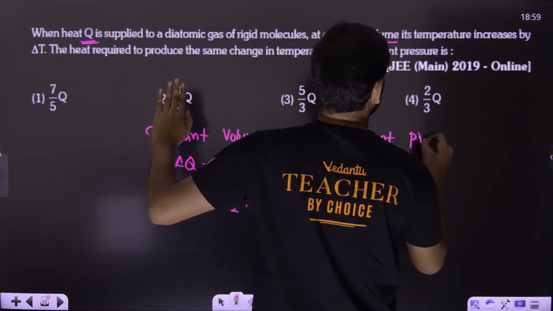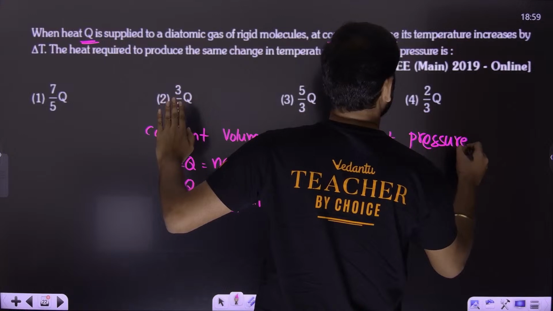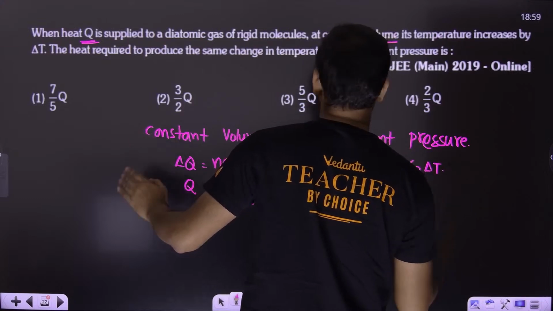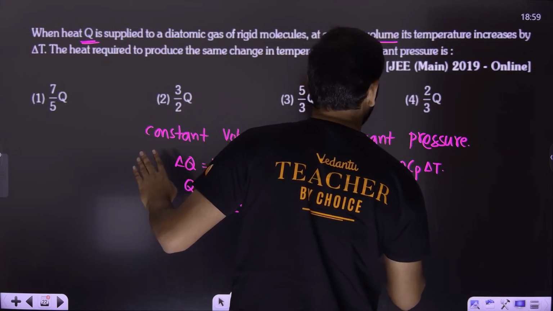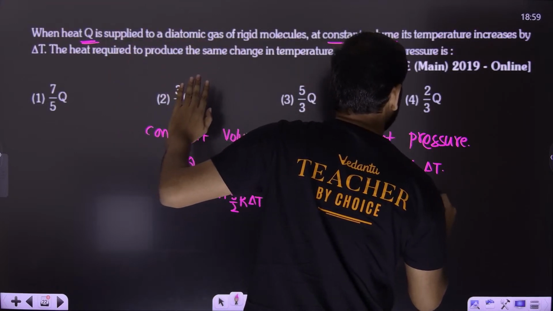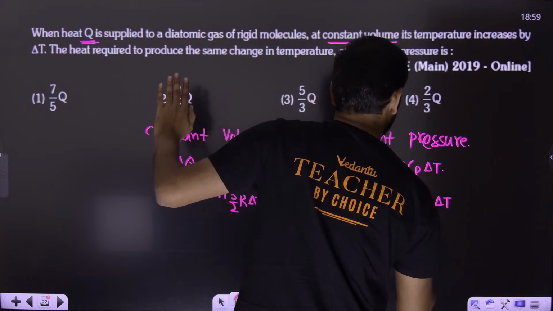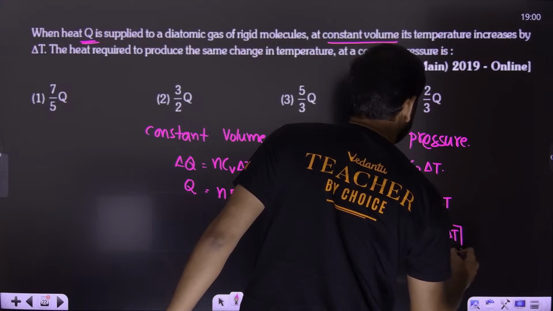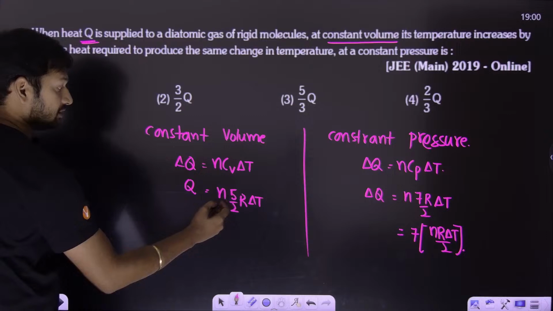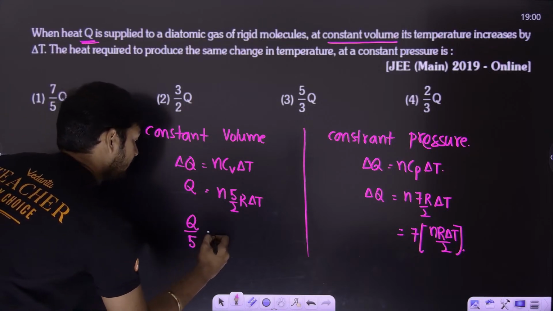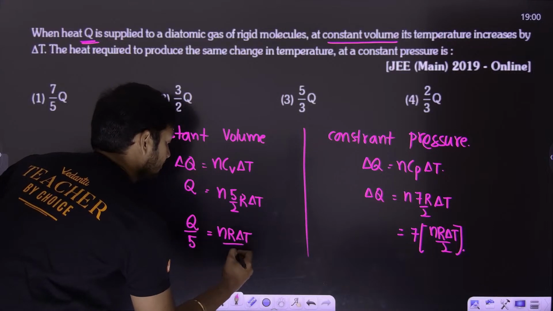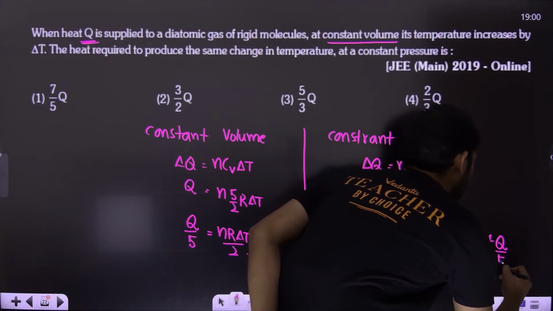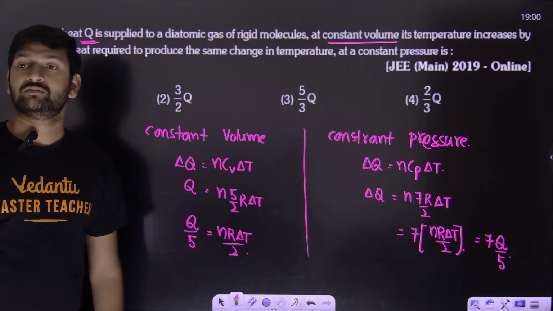See, when I say constant pressure, delta Q is nCP delta T. What about the delta Q? I don't know, that is what they asked us to calculate. CP is 7R by 2 into delta T. So you can write 7 times nR delta T divided by 2. From here I can write Q by 5 is going to be nR delta T by 2. Now it is going to be 7Q by 5.